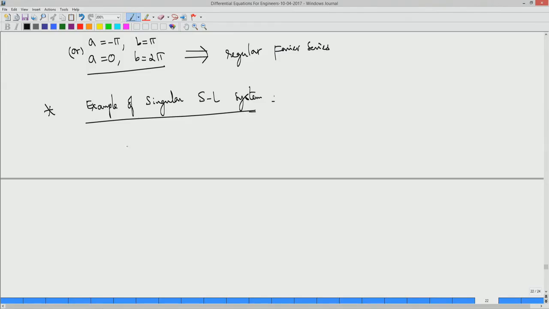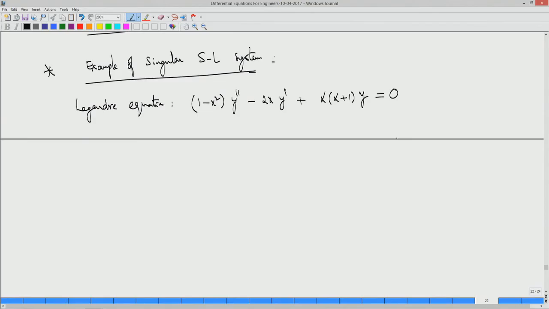So, let us take this Legendre equation. What is the Legendre equation? If you remember, (1 minus x squared) y double dash minus 2x y dash plus alpha into (alpha plus 1) into y equal to 0. So, this is your Legendre equation, right. This equation is defined between minus 1 and 1.